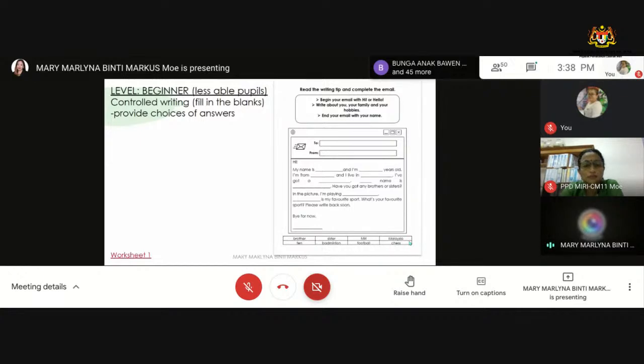But if they want to write their own answer, it's also okay. It's okay for them to write their own answer, meaning that they are able to come up with their own answer.